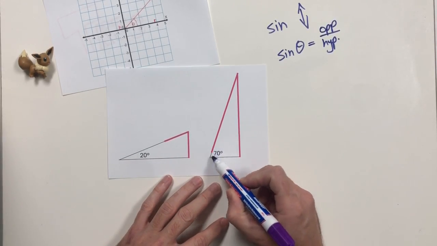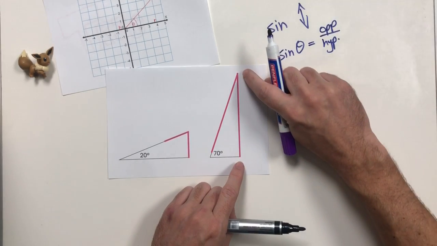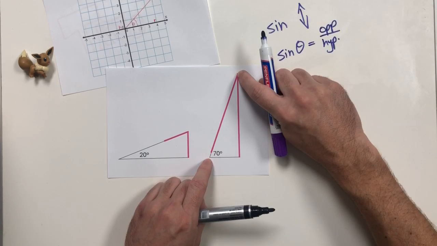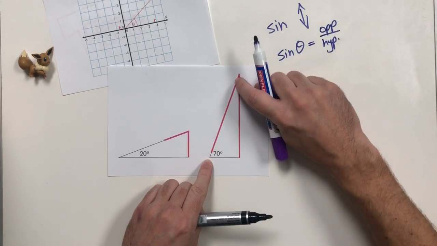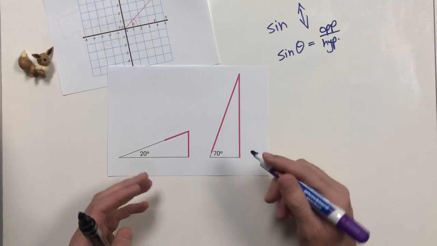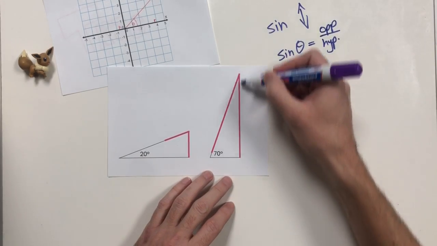When the angle is bigger, then I see, wow, the opposite side, if I put the opposite side on the hypotenuse side, it covers a lot more. So when I think about it, the sine will always give me an idea of how much vertically I'm going.